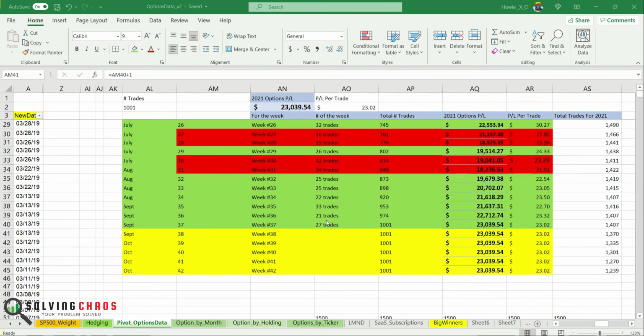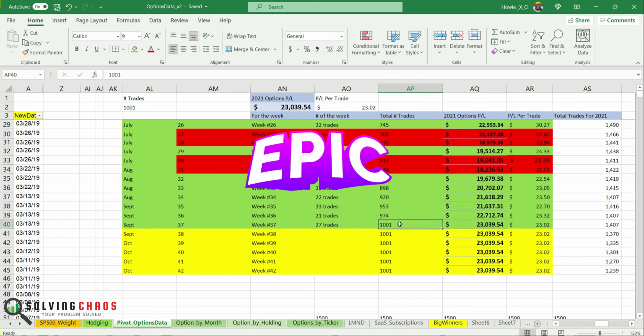So I fixed this, updated all the numbers. What you'll see is I did 27 trades for this week. I finally broke the 1,000 number of trades for the year.